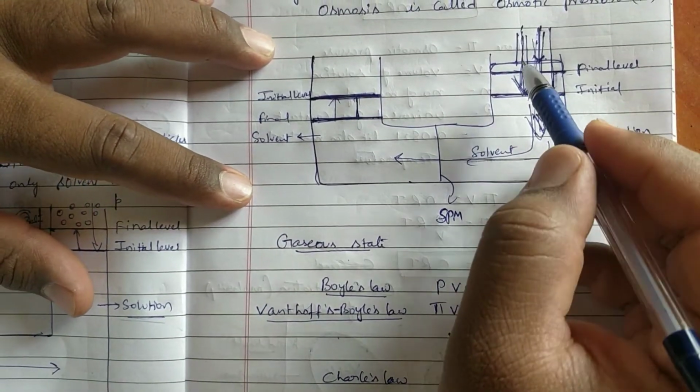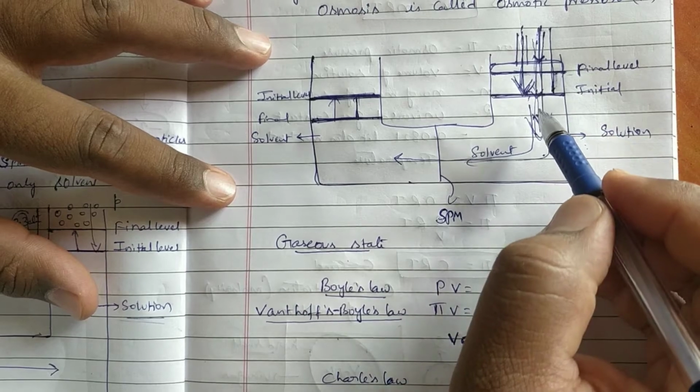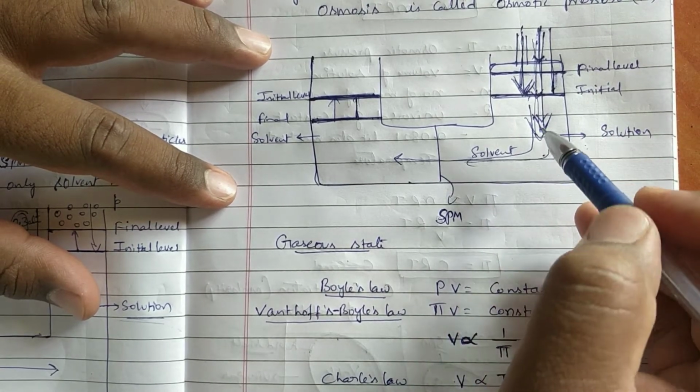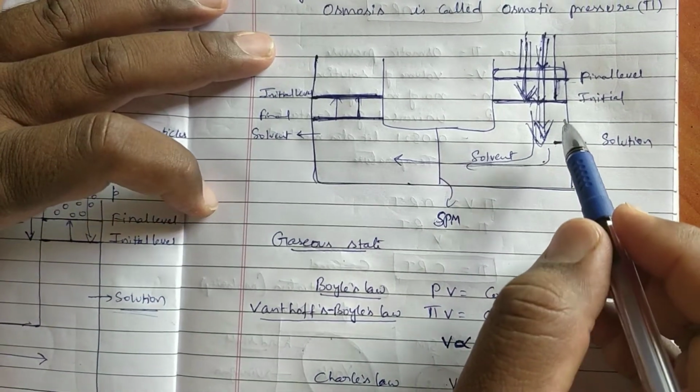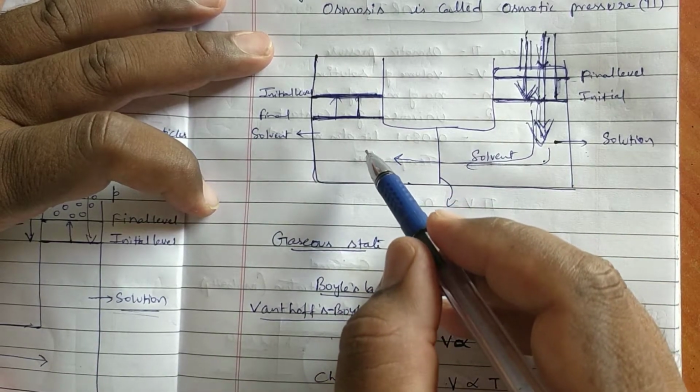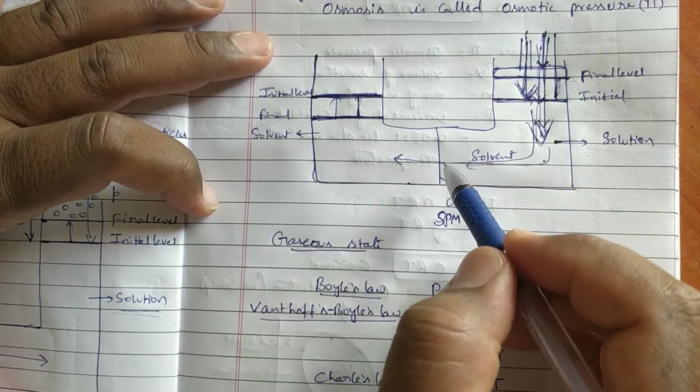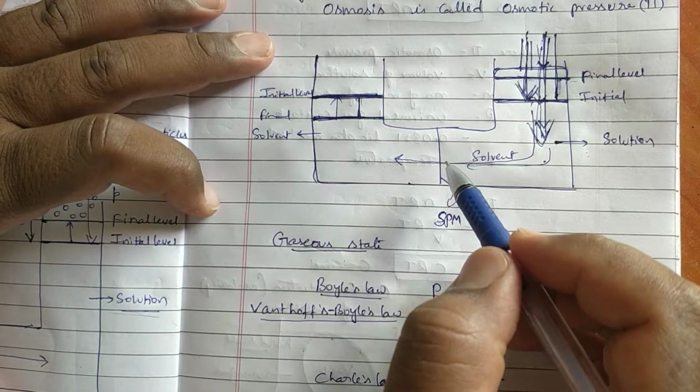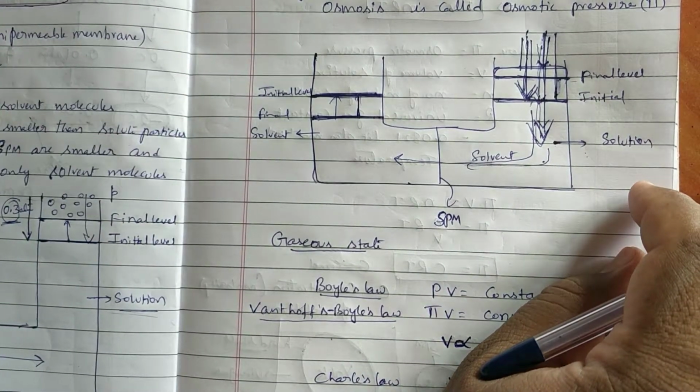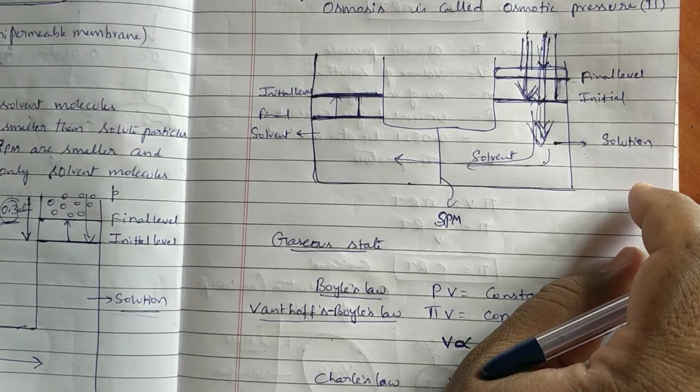Let us see what we are going to discuss in today's class. When we keep on increasing the pressure greater than osmotic pressure, solvent molecules move from the solution side to the solvent side. That process is called reverse osmosis. Nowadays we are using that RO method for purification of water.